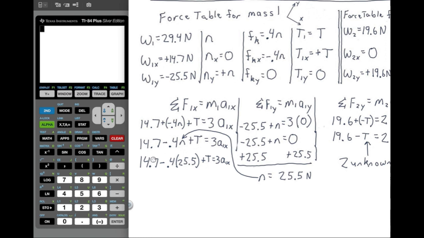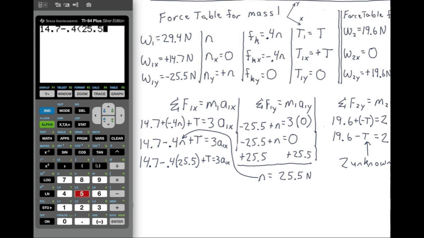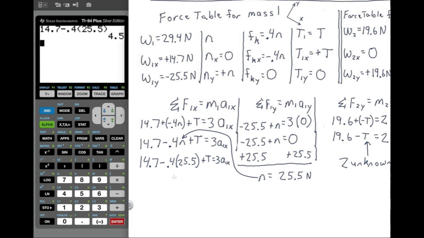Now we can do a calculation to simplify. 14.7 minus 0.4 times 25.5. So that will give us 4.5 plus T equals 3a1x.